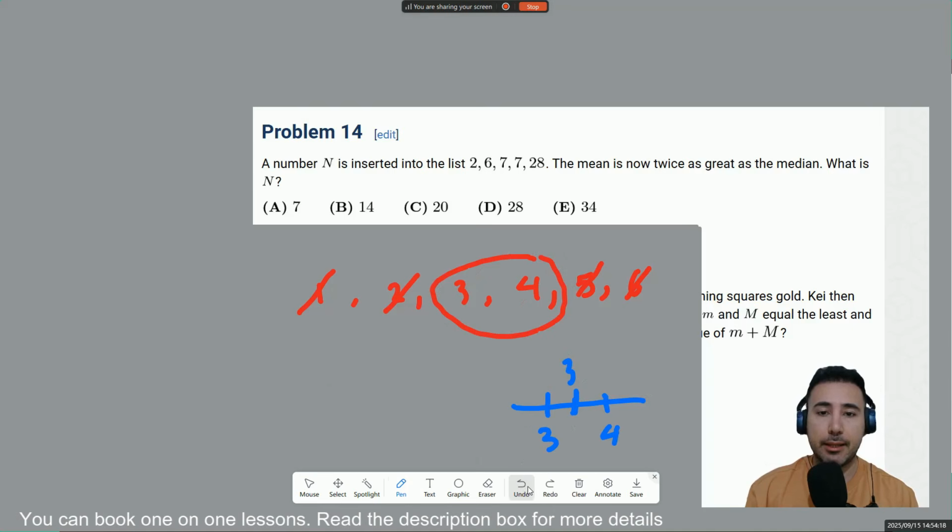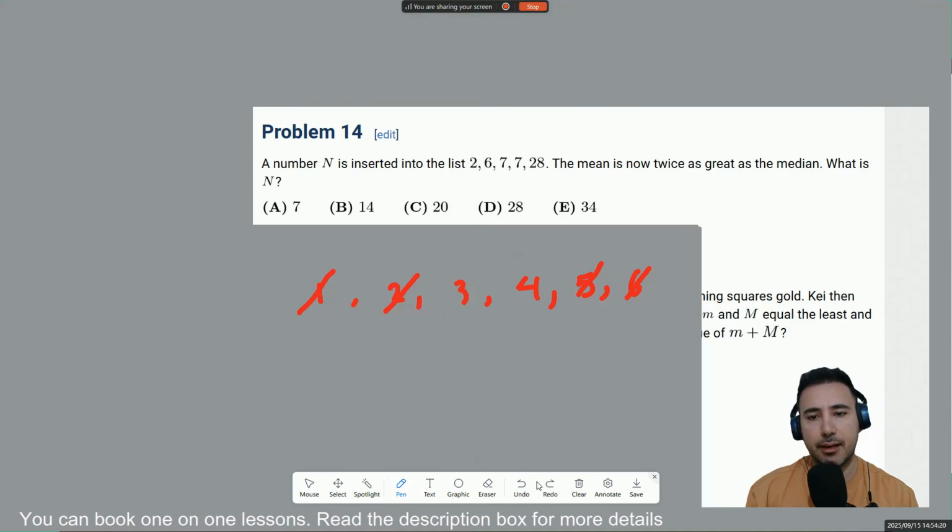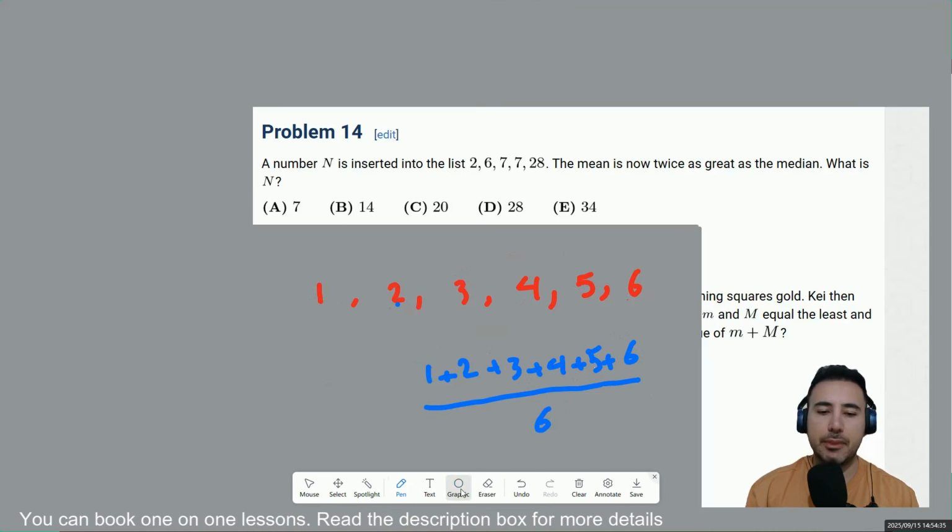And what is the mean? The mean is just the average. Technically, for this example, that is the sum divided by how many numbers we have: 1, 2, 3, 4, 5, 6. So that's technically the mean.